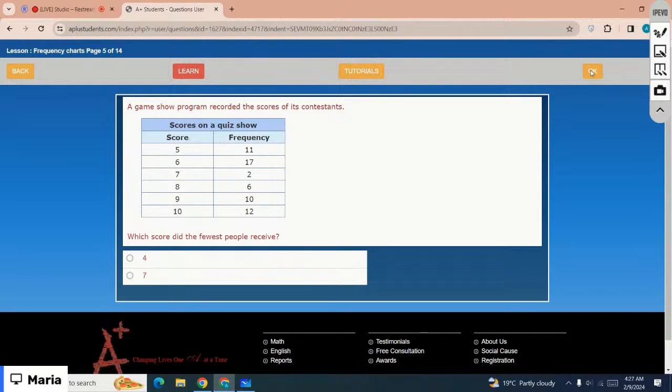A game show program recorded the scores of its contestants. Which score did the fewest people receive? Which is the correct option? The fewest people receive. Yes, the correct option is seven.